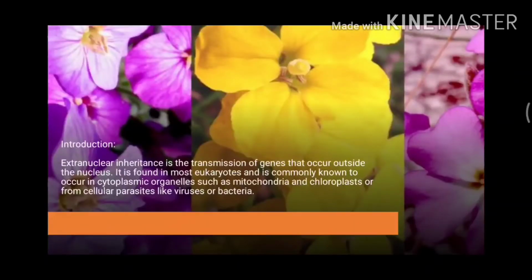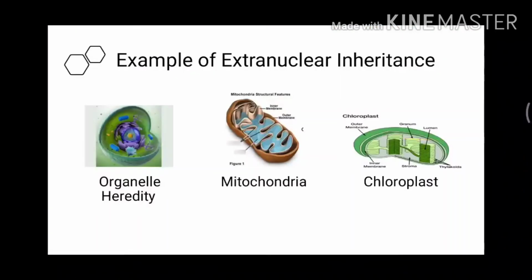Introduction. Extranuclear inheritance is the transmission of genes that occur outside the nucleus. It is found in most eukaryotes and is commonly known to occur in cytoplasmic organelles such as mitochondria and chloroplasts, or from cellular parasites like viruses or bacteria. Example of extranuclear inheritance: organelle heredity, mitochondria and chloroplasts.